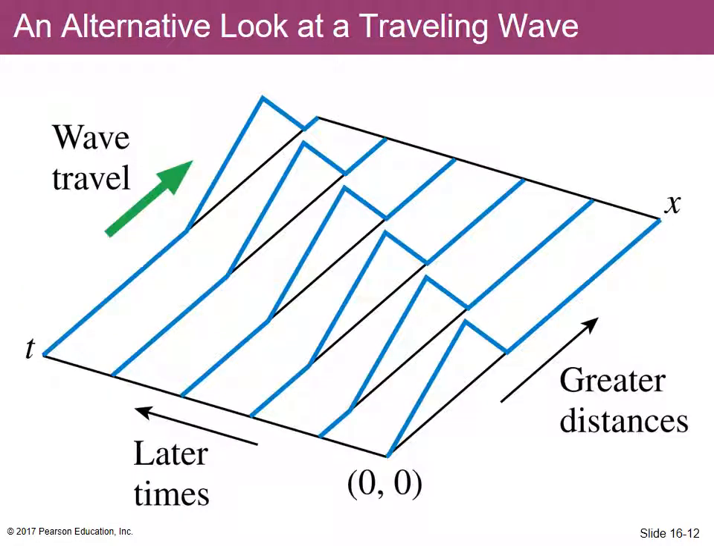The snapshot graph tells us how things look throughout all of space, but only at one instant of time. The history graph tells us how things look at all times, but only at one position in space. We need them both to have the full story of the wave.